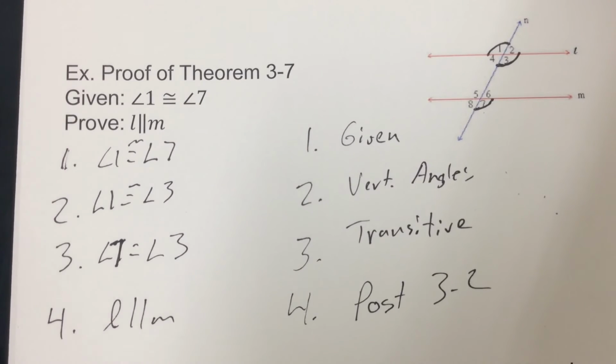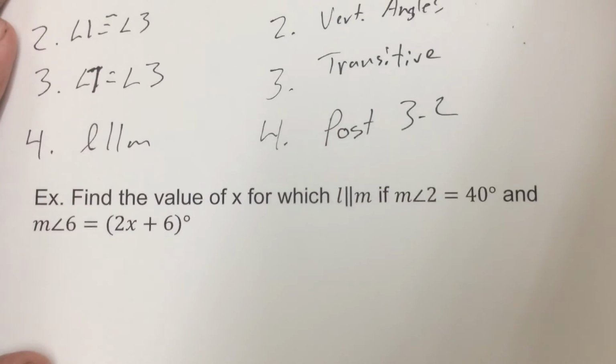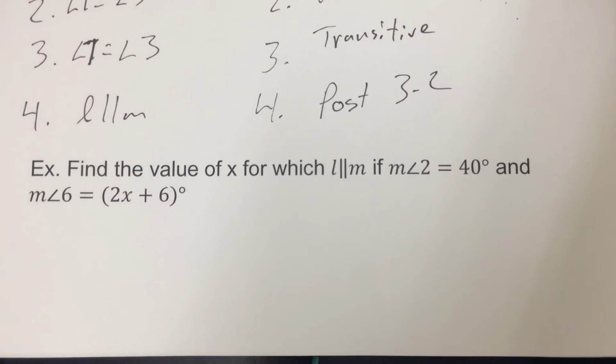So that's why alternate exterior angles will be congruent. So proven 3.7. Now we can also do problems like this.